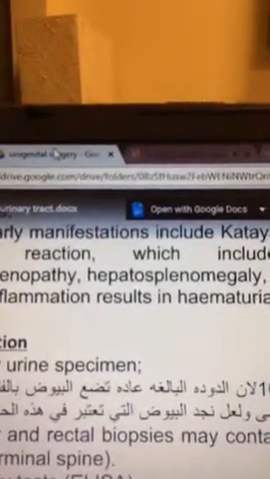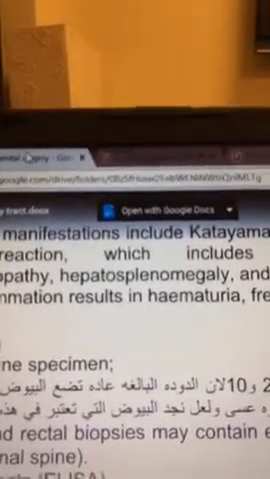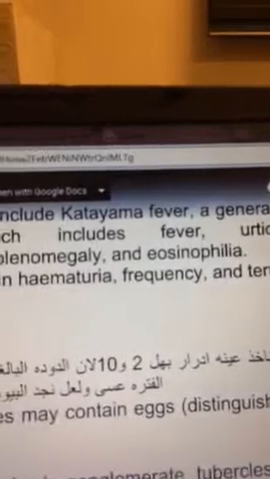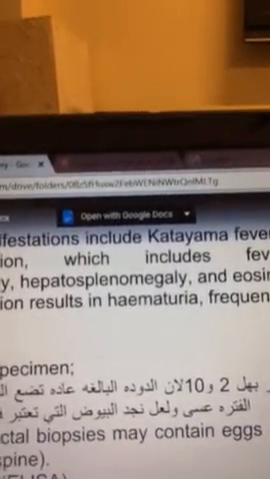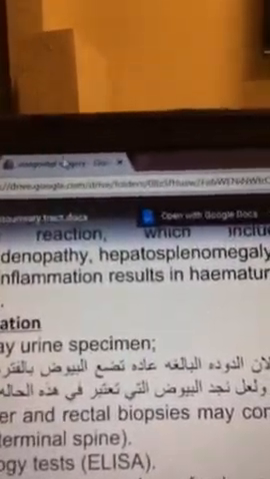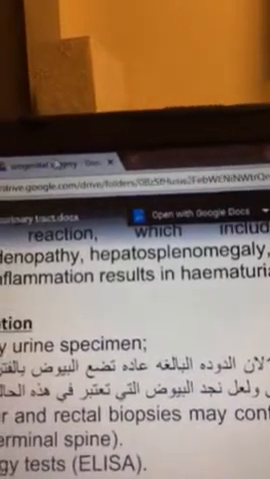The investigation is a midday urine specimen, because the eggs are laid commonly from 10 a.m. to 2 p.m. So we should take the sample in this period to have a high chance of finding the eggs. Second, bladder and rectal biopsies may contain eggs, distinguished by having a terminal spine.